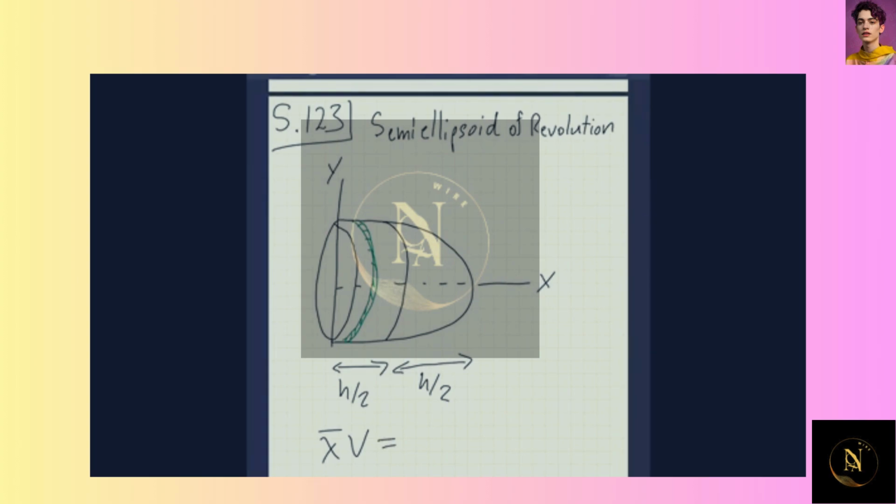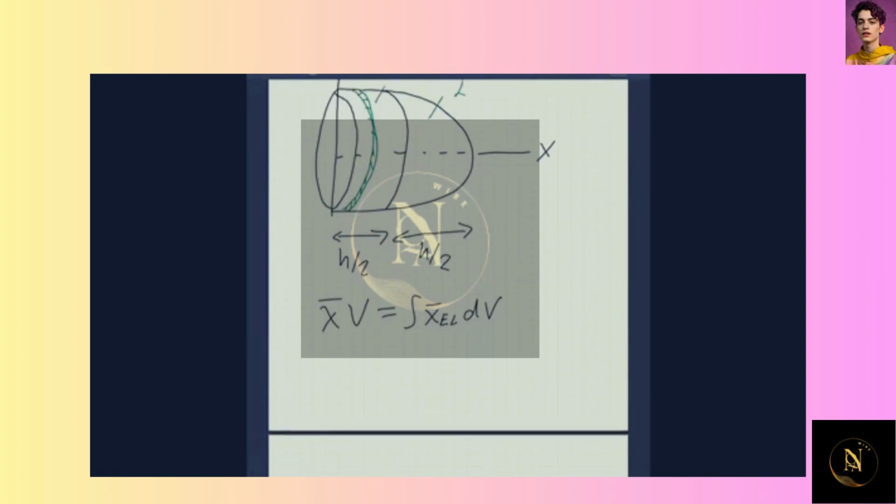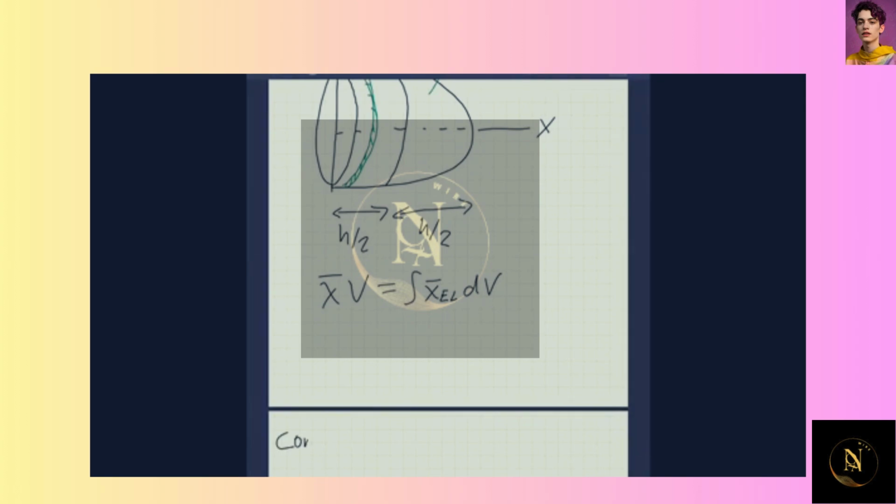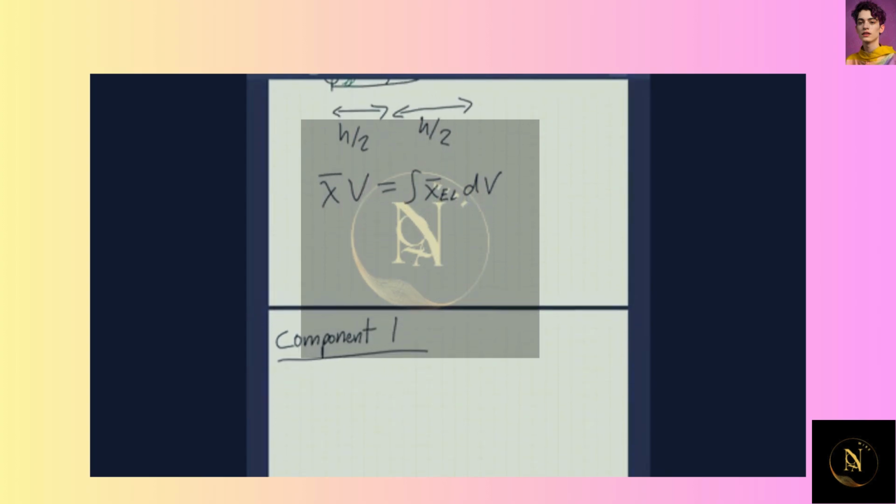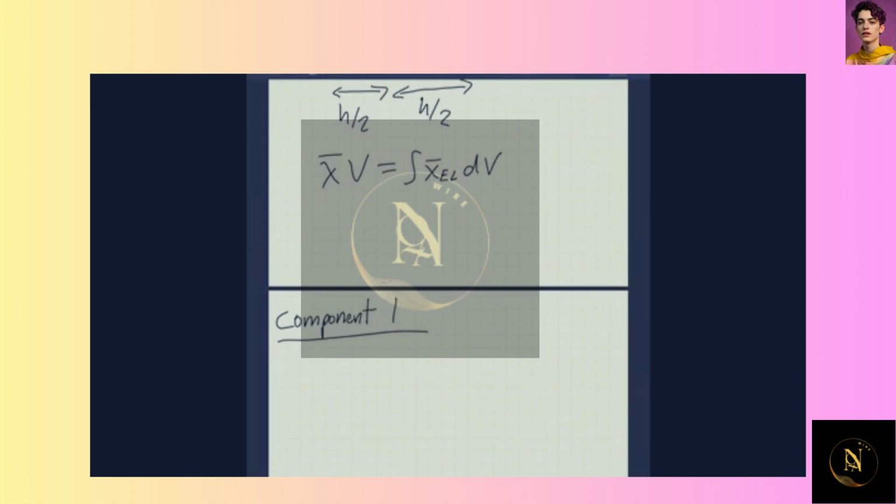To find the centroid, we use the equation where the centroid times the volume of the component is equal to the integral of the differential element dV. I'll label this component as component 1, and this will be component 2. So let's start off and find the centroid of component 1.